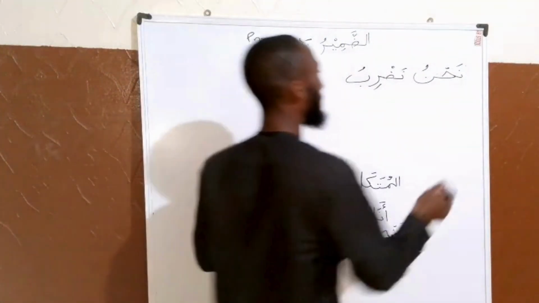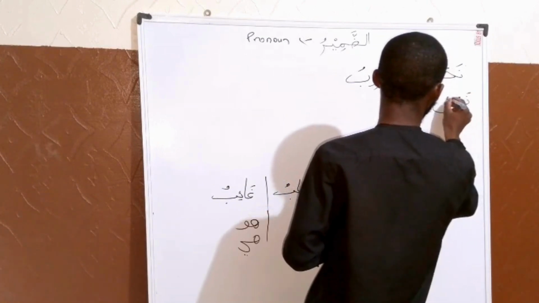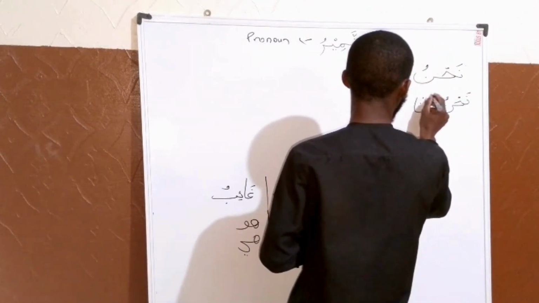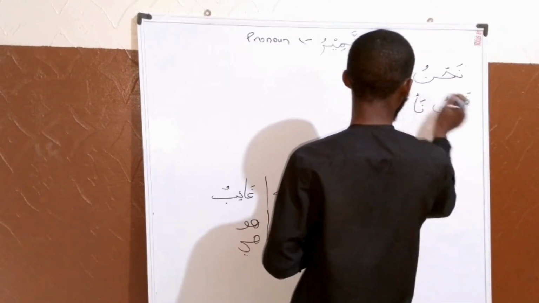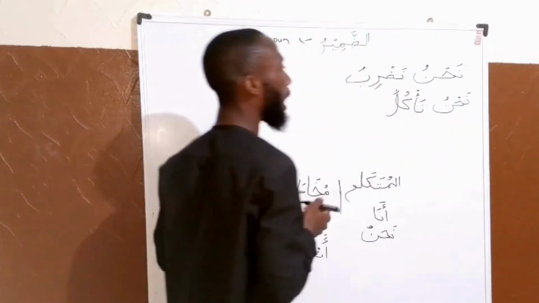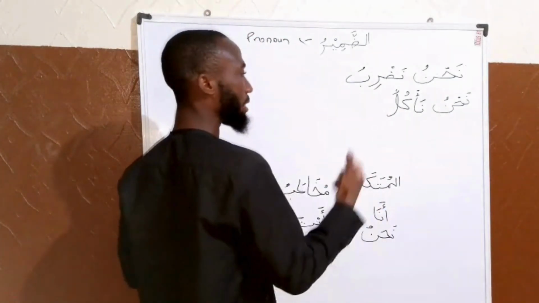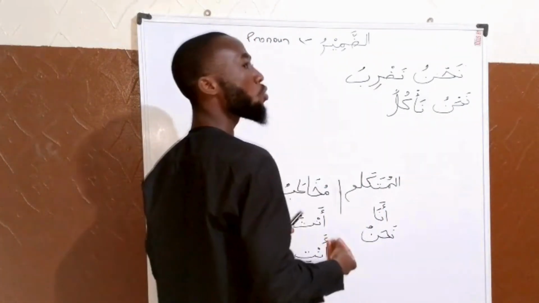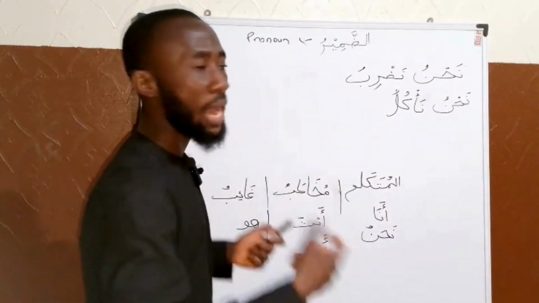Then how do you say we are eating in Arabic? You say nahnu na'kul. Nahnu na'kul. We are eating.